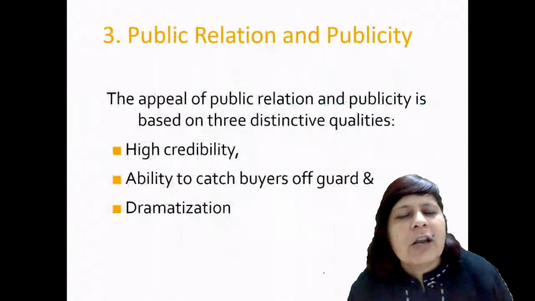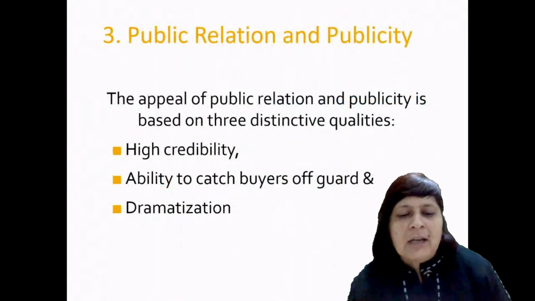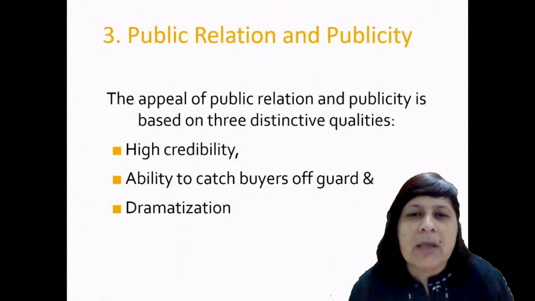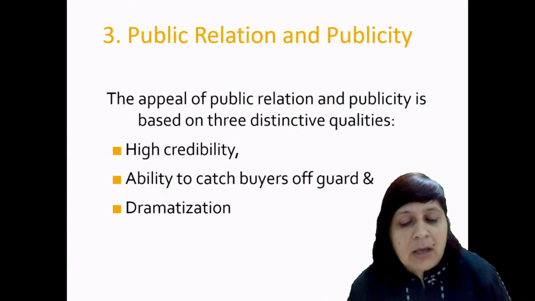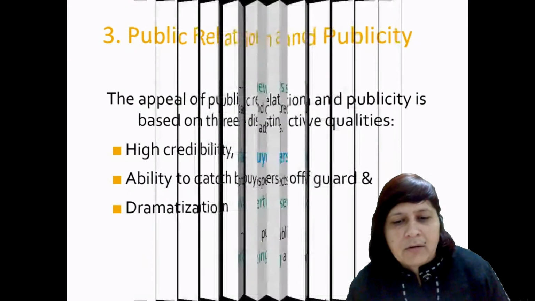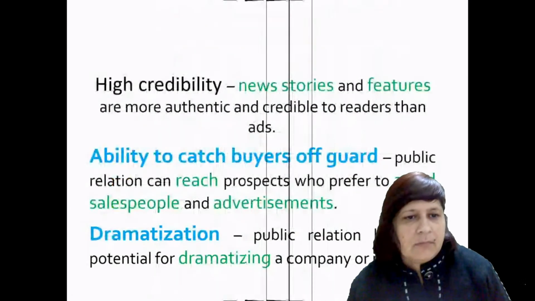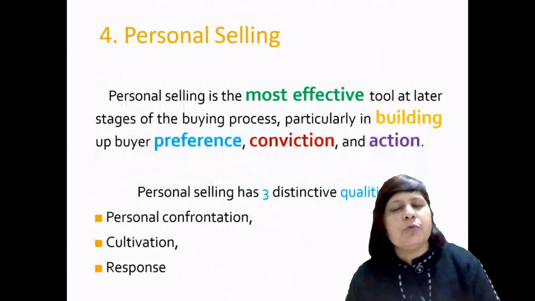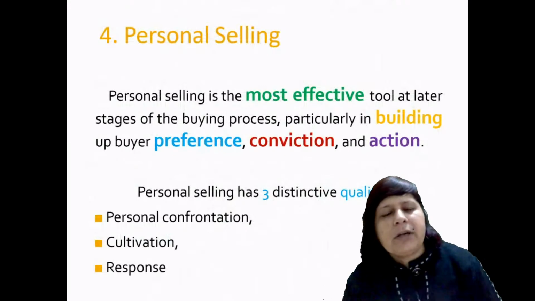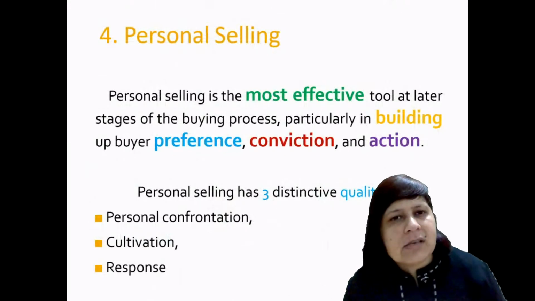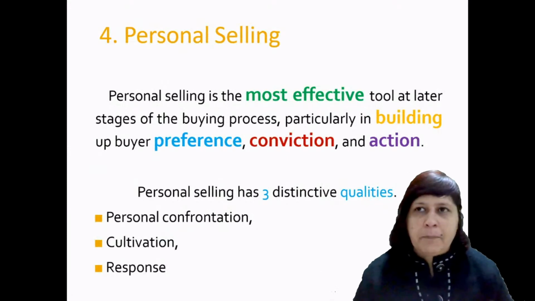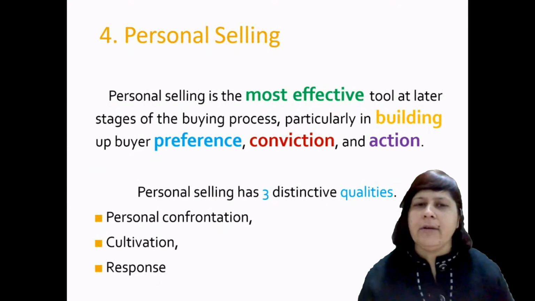Then public relations and publicity is another tool, right? The appeal of public relations and publicity is based on the credibility of the company. It builds an image of the company, ability to catch buyers off guard, and dramatization, right? Then personal selling is the most effective tool, right, at the later stages of the buying process, particularly in building buyer preferences, conviction, and action. Personal selling has three distinct qualities: personal confrontation, cultivation, and response.